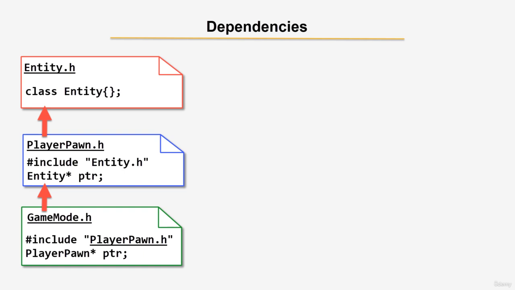Then let's say we have a game mode which keeps track of the scoring and the rules for the game. Let's say for some reason we want a pointer to a player pawn. Maybe we want to fetch the first player pawn and then call some functions on that. Maybe it's game over and you want to disable input on that, or you want to set that pawn to be invisible. Well, again, since we are not forward declaring, we have to include the player pawn.